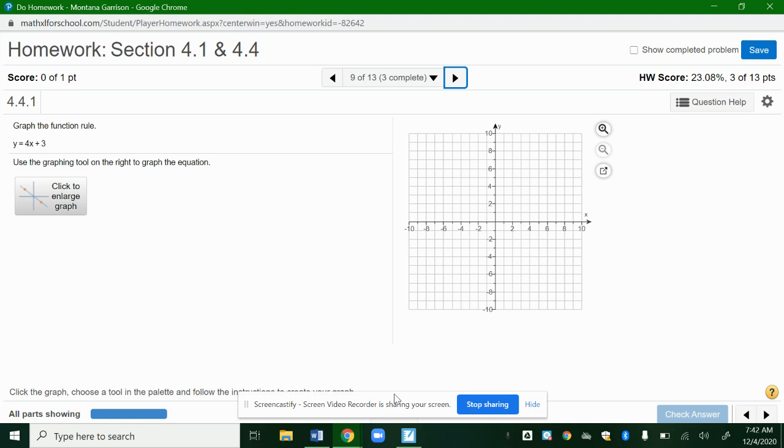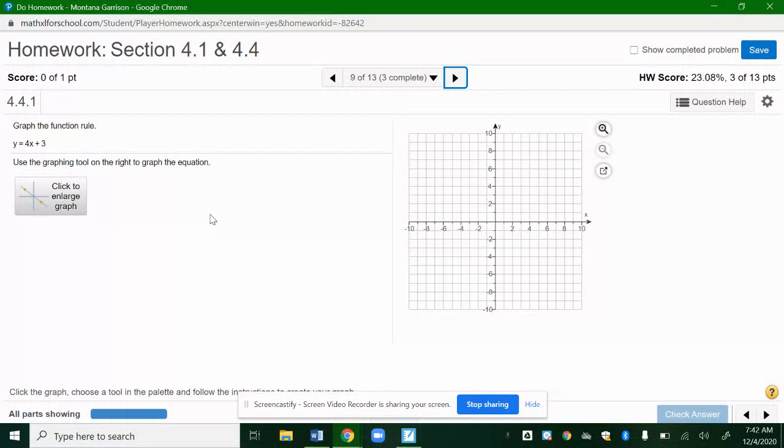All right, so this is going to cover 4.4, a couple of the problems from your homework on that section. The biggest thing here is graphing. I've had a lot of questions on how to graph or how to use these graphing tools, stuff like that. So I wanted to talk through one of these.